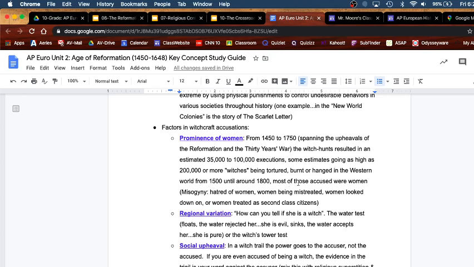Okay, most of those accused were women, and misogyny, that hatred of women, or women being mistreated, or women being looked down on, or women treated as second-class citizens. Okay.